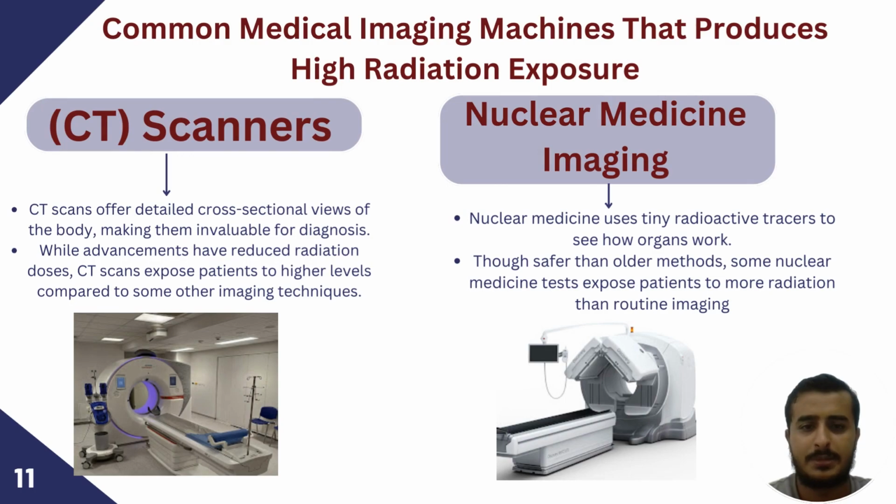Common medical imaging machines that produce high radiation exposure: CT scanners. CT scans offer detailed cross-sectional views of the body, making them valuable for diagnosis. While advancements have reduced radiation doses, CT scans expose patients to higher levels compared to some other imaging techniques.